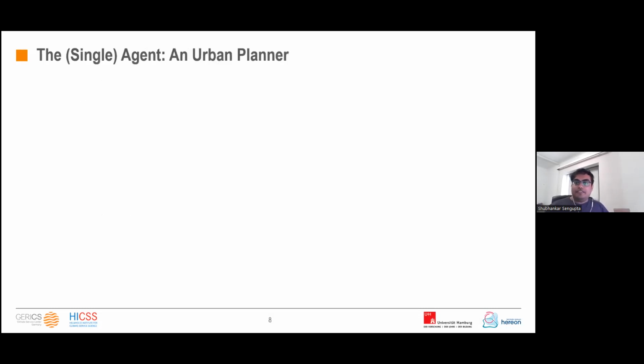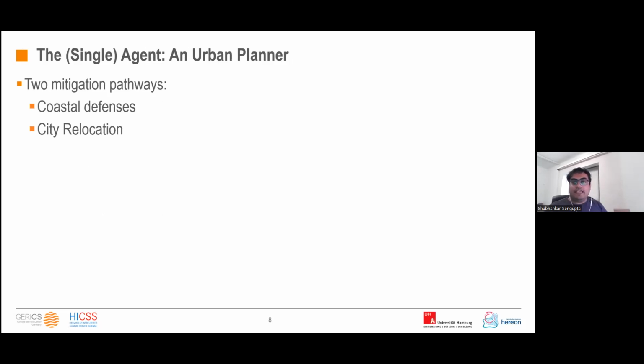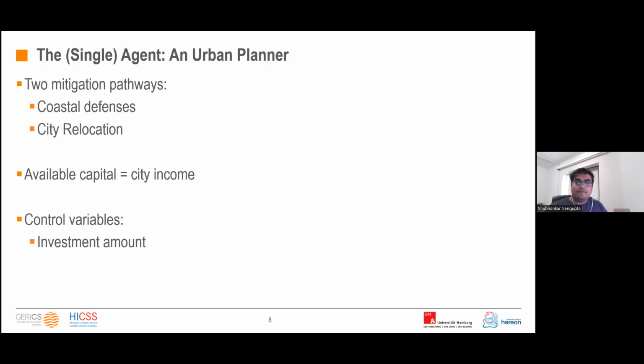So faced with these potential damages, the single city planner agent has 2 options before it to mitigate them. It can develop the city's coastal defenses, which when undeveloped deteriorate over time, or as a more extreme measure, it can relocate coastal territory inland. It can allocate resources from the income generated by the city towards these 2 pathways. This means that the behavior of the agent can be represented by 2 control variables: the amount of capital it invests towards overall mitigation and the fraction of this investment that it allocates to each pathway.